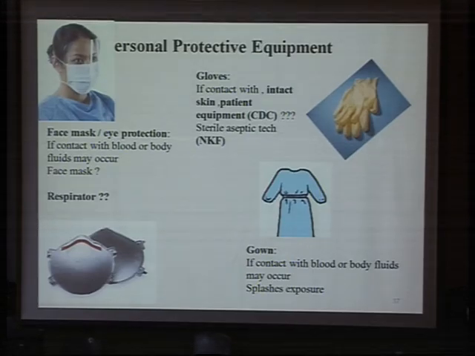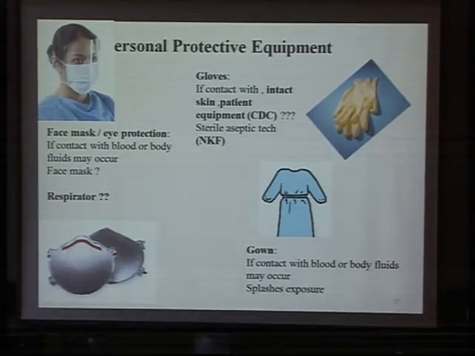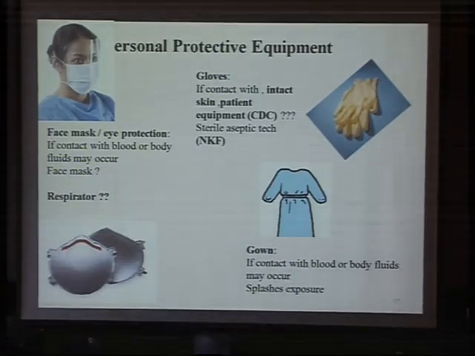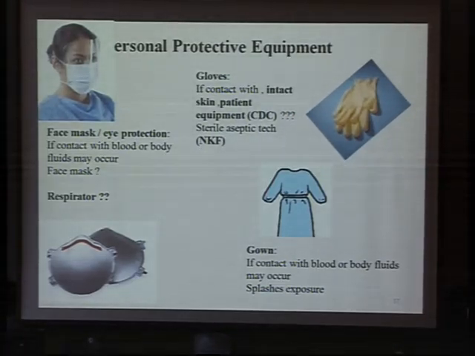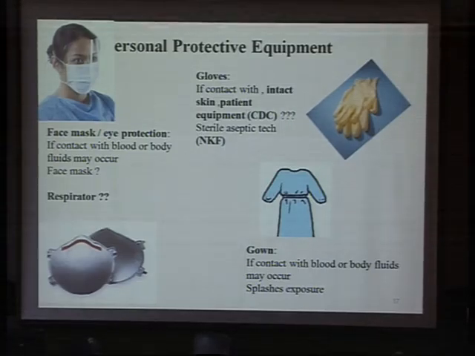For the face mask and eye protection, this is very important if you are dealing with splashing of blood. If you have the face shield, the mask should be used under the face shield because you can catch droplet infection, and you protect the mucous membrane with the face shield. When do I use the respirator? When I will deal with airborne transmitted disease. If a patient has TB, I should wear the respirator.